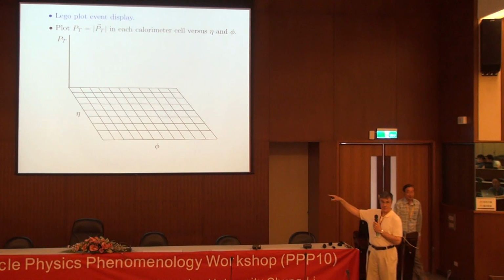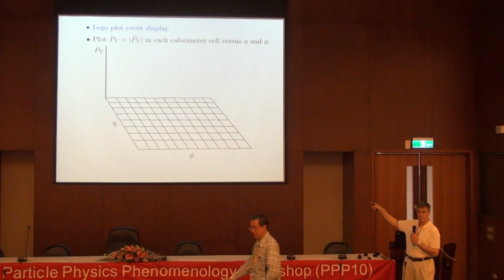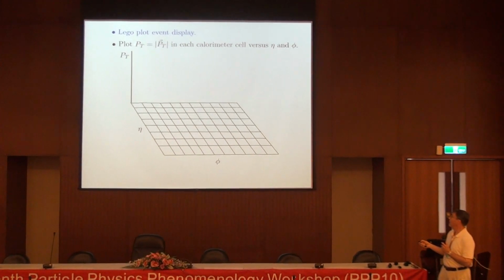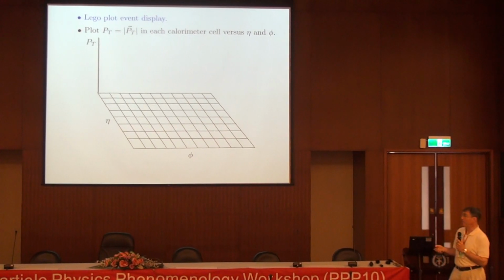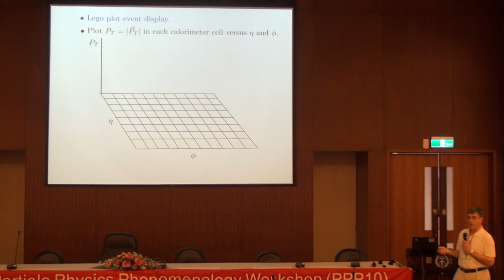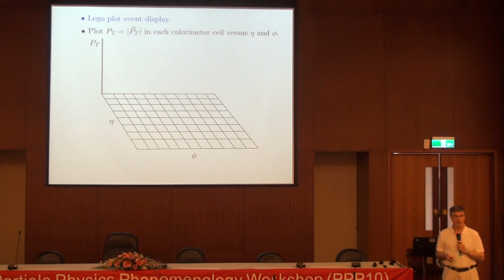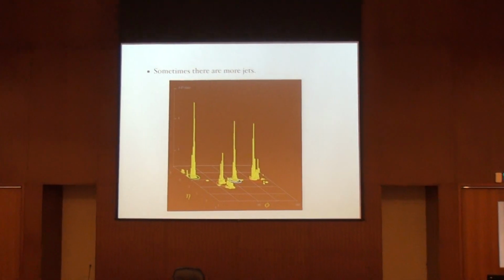So I have eta, the pseudo-rapidity, and phi, the azimuthal angle. And then on the vertical axis, I can put transverse momentum. That's the absolute value of the transverse momentum of a particle, or say group together several particles that are coming into a little cell in eta and phi. So people can make a plot like that. They're called Lego plots because they look like little toys, Legos.